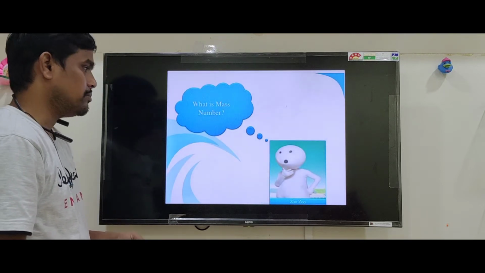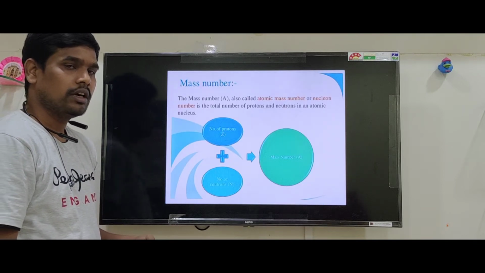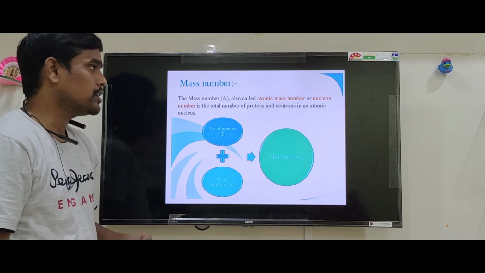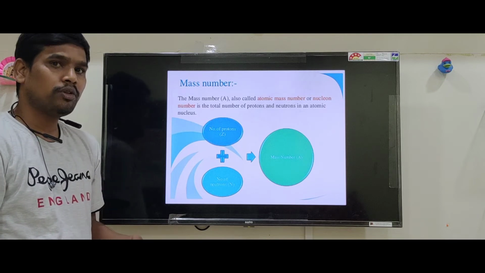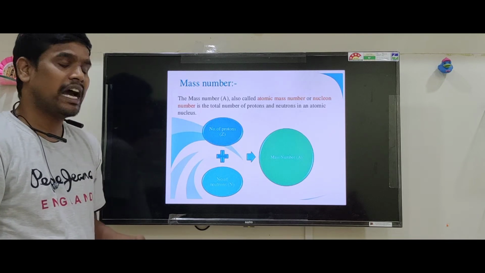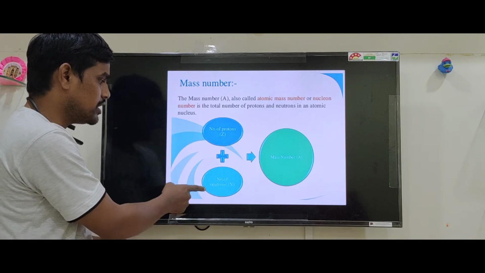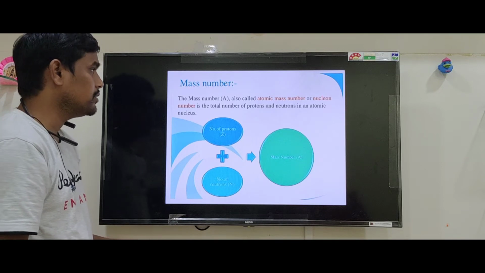So what is mass number? Before going to mass spectrometry, we need to know mass number. The mass number, also called atomic mass number or nucleon number, is the total of protons and neutrons in an atomic nucleus. So Z is the number of protons, and the number of neutrons combined with it is called the mass number, that is A.